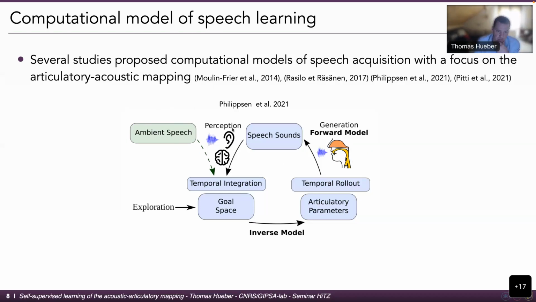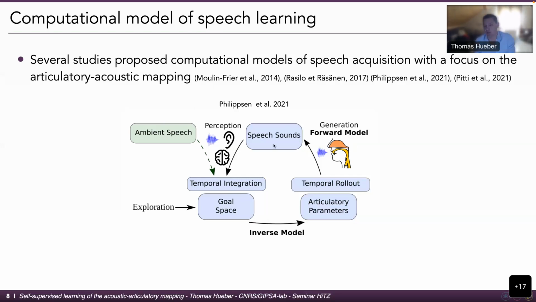From the perception of ambient speech, we have some kind of inverse model, so the agent is trying to repeat auditory stimuli. From a stimulus that he is perceiving, or from some endogenous exploration of the vocal tract, we have an inverse model that estimates some motor commands. The motor commands are sent to the vocal tract, or the voice production system. We'll go back to the terminology later, but this is called here the forward model, and we produce a speech sound.